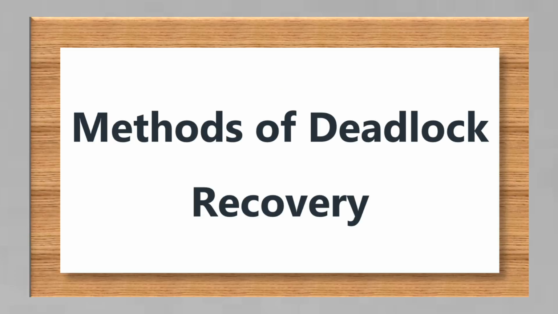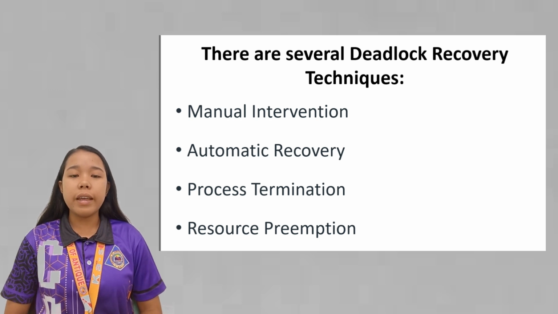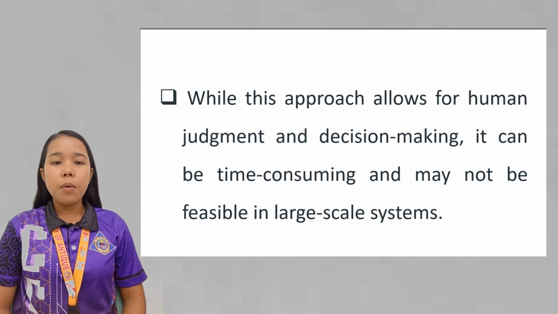Methods of deadlock recovery. There are several deadlock recovery techniques. Manual intervention. When a deadlock is detected, one option is to inform the operator and let them handle the situation manually. While this approach allows for human judgment and decision making, it can be time-consuming and may not be feasible in large-scale systems.